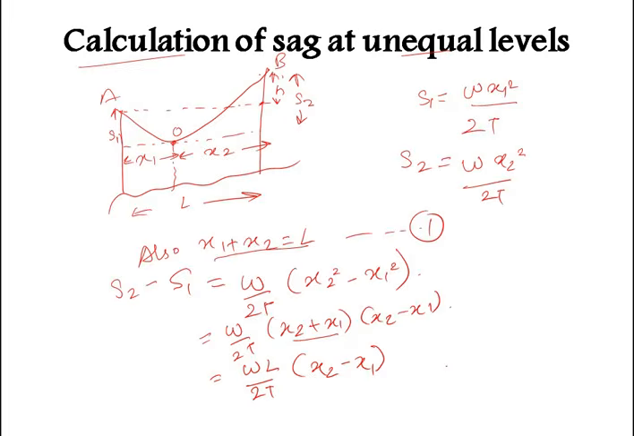So, we have got that S2 minus S1 is equal to WL upon 2t into x2 minus x1. Now we know that S2 minus S1 is equal to H, as you can see in the last diagram. So we will evaluate H in place of S2 minus S1.